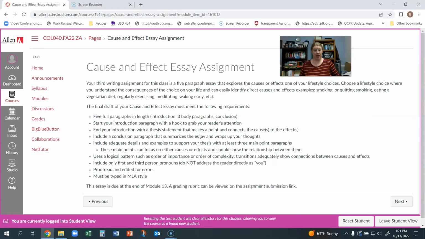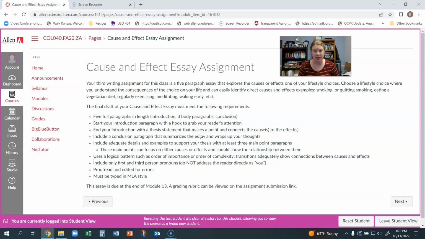This stuff should all look familiar to you, but I'll go ahead and look at the cause and effect essay assignment itself. Cause and effect essay is a full 5-paragraph essay. You have 1 introduction and 1 conclusion and 3 body paragraphs. The topic that you will choose is a lifestyle choice where you can analyze the causes and effects. Now this is sometimes difficult for students. A lot of times students will end up with something that's not actually a lifestyle choice.